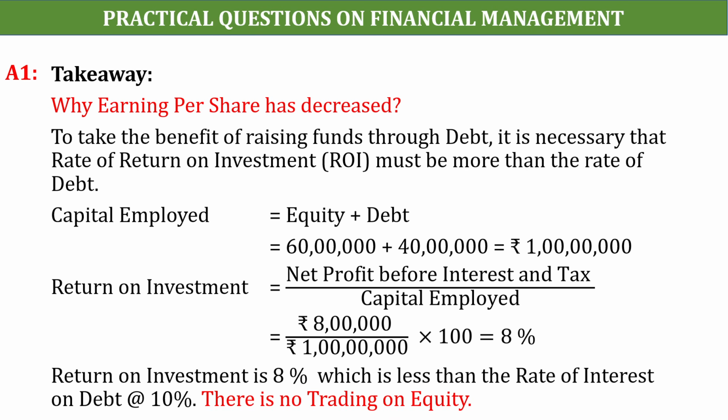So in order to increase the earning per share, it should be otherwise: return on capital employed or return on investment must be more than the rate of interest on the debt. In that case, earning per share will increase, otherwise it will not increase. When earning per share increases, it is known as trading on equity, but here there is no trading on equity. So this is basically the understanding of the first part. I hope you have understood.